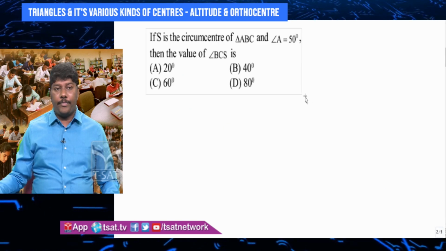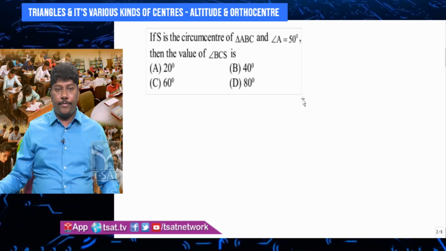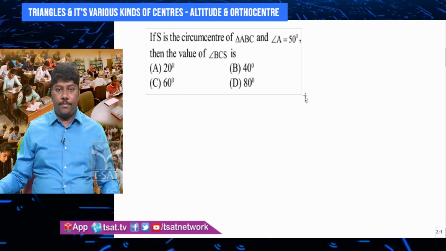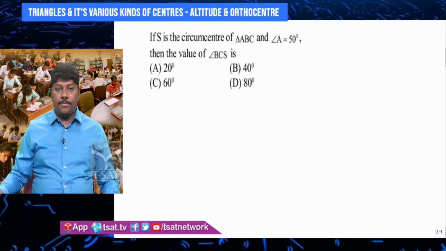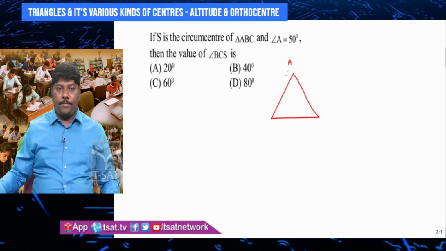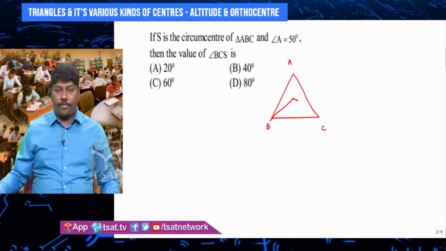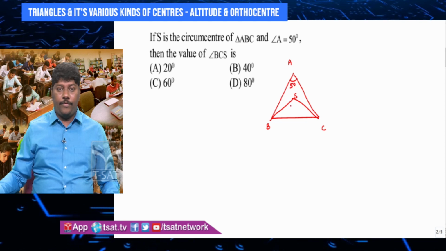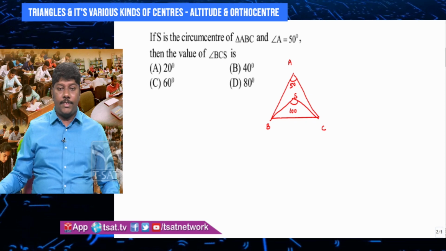See this question here. If S is a circumcenter of triangle ABC and angle A is equal to 50 degrees, then the value of angle BCS is. If it is 50, obviously at the circumcenter it becomes 100 because it is double of it. Now he is asking you BCS.